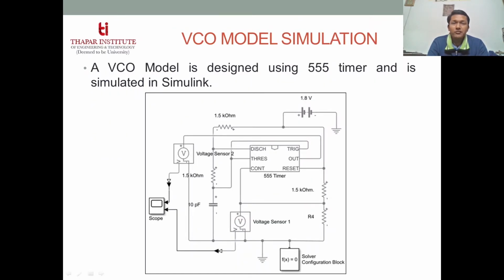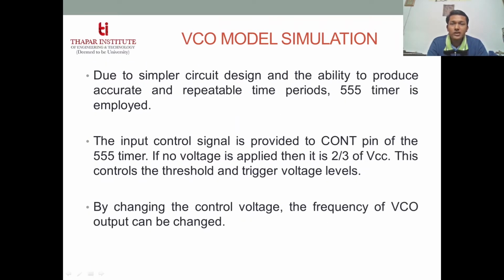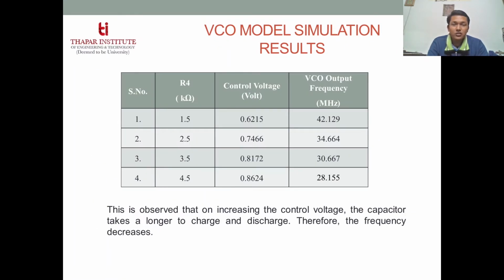For getting familiar with the voltage control oscillator, I have designed a VCO model using 555 timer block, and it has been simulated in Simulink. So here is the Simulink model. As you can see, the 555 timer block has been used. So control voltage basically controls the output of the VCO, and it is provided to the control terminal of the 555 timer. And if no voltage is given, then by default 2/3 times of the VCC is taken as its input, and this control voltage is responsible for controlling threshold and trigger voltages, and it also controls the output of the entire model.